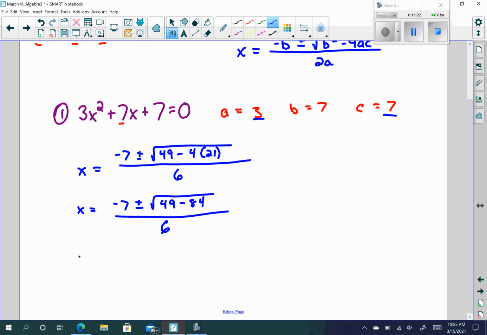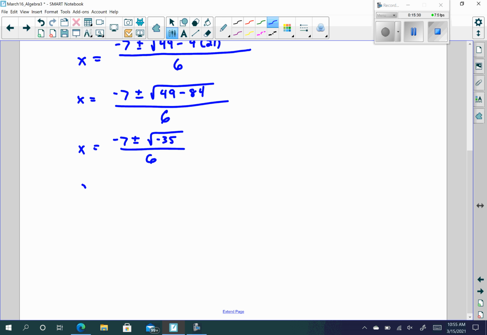So this gives us negative 7 plus or minus. This is where that negative 35 will show up again, all over 6. And we could leave this as negative 7. We still want to take the i out: plus or minus i radical 35 over 6. It was a little bit nicer to work with using the quadratic formula.